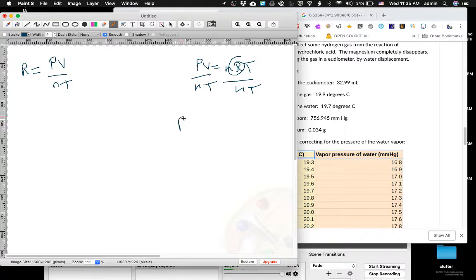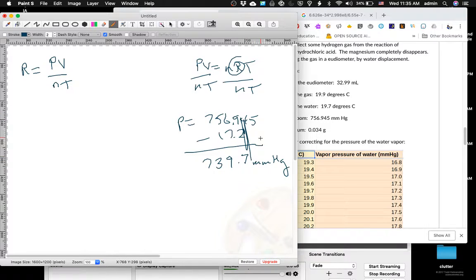So let's do that. Pressure equals this number minus 17.2. So you're going to end up with 739.7 millimeters of mercury. There's a 4, 5 here, but those don't count because this is the last significant figure right there. Do you remember that? Yes, you do. I know you do. All right. So the pressure is 739.7 millimeters of mercury. The volume was 32.99 milliliters, so I'm going to convert that to liters.